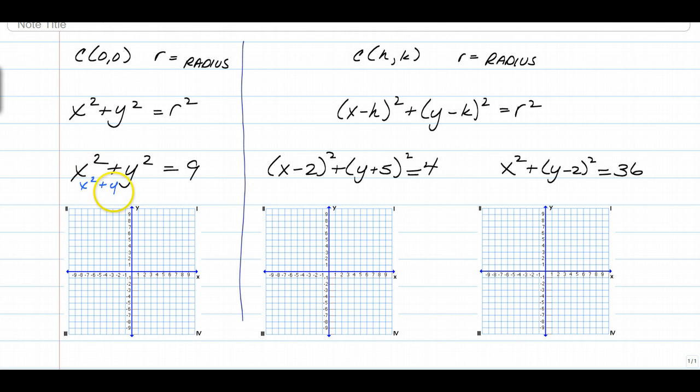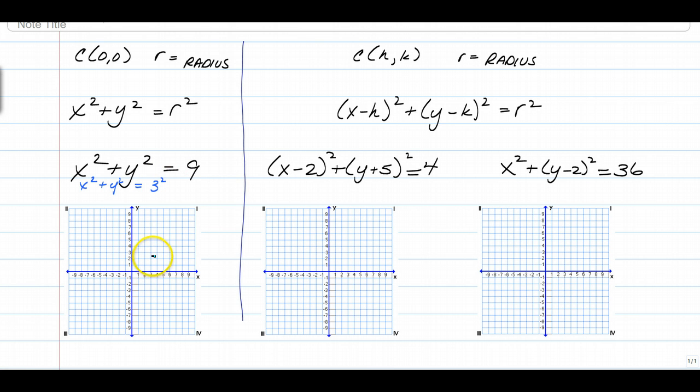Okay, so to graph one that's at the origin, if it helps you, just write it as x squared plus y squared is equal to 3 squared. Okay, because that way you can see that r is 3, not 9. So this is equal to your radius squared. So if this number is 9, your radius is actually 3.